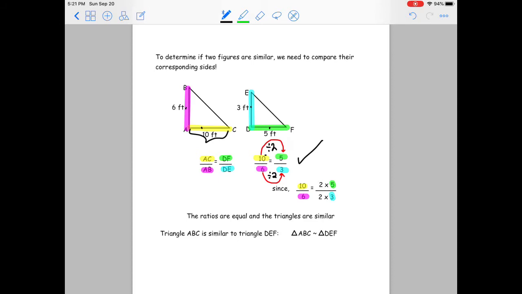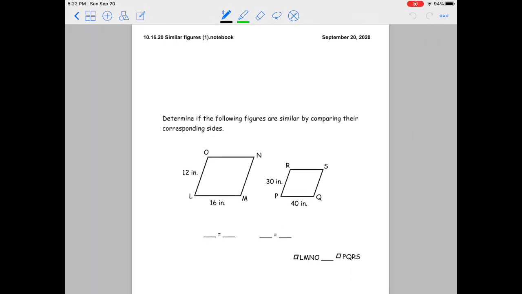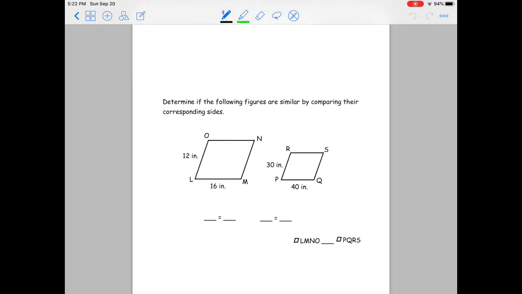Another way you can write this is by putting a triangle sign, ABC, with this little squiggle. This means similar to triangle DEF. So let's look at another one. We need to determine if the following figures are similar by comparing their corresponding sides.